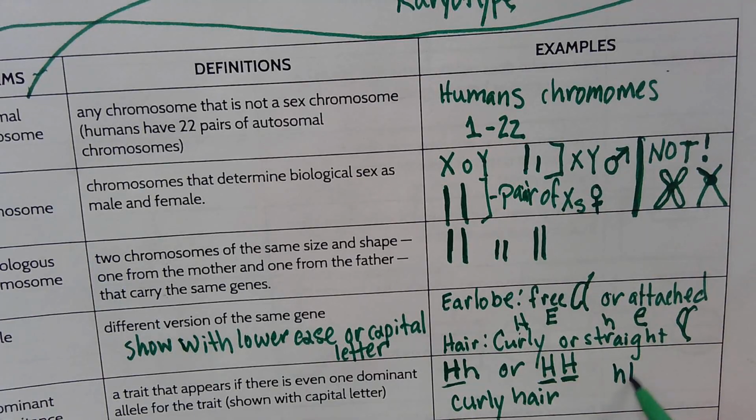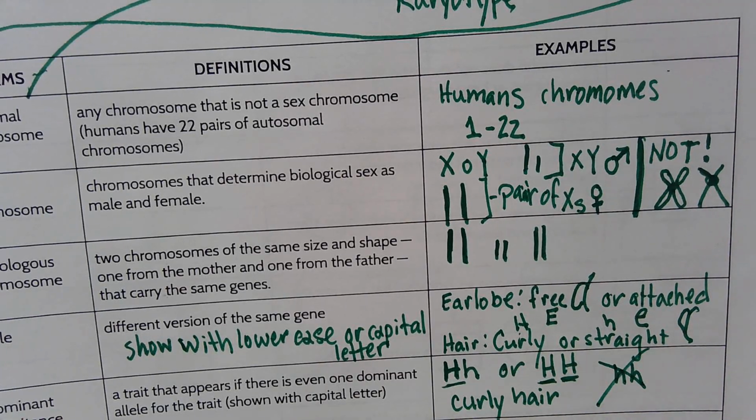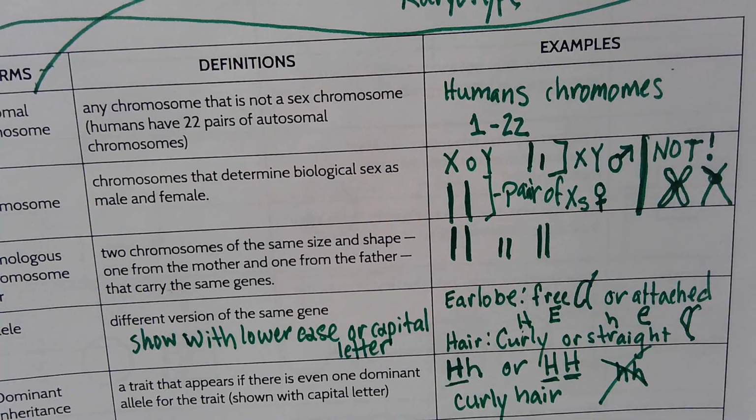So I'm showing it on the chromosomes, because remember, this is a physical location where these alleles are. These are genes on a chromosome, different copies. Each of you has some mixture of these.